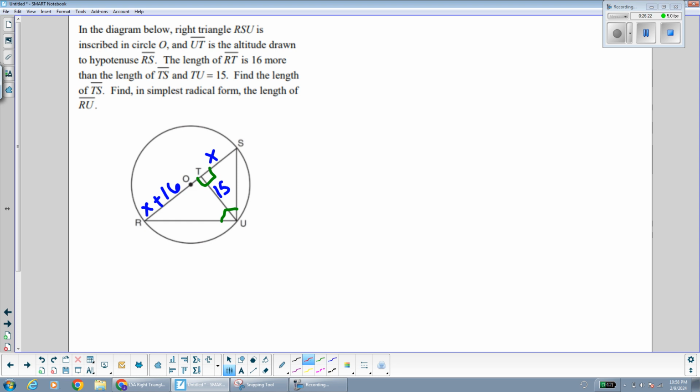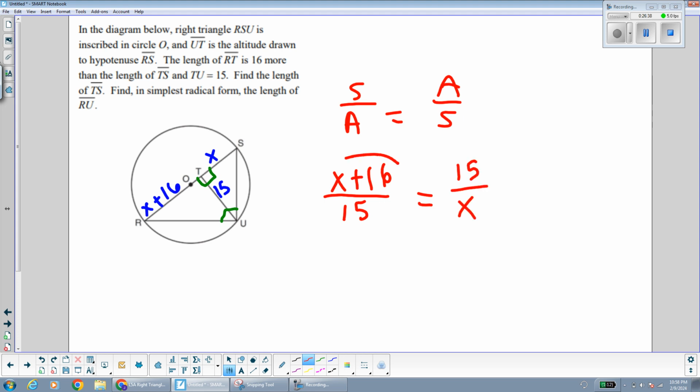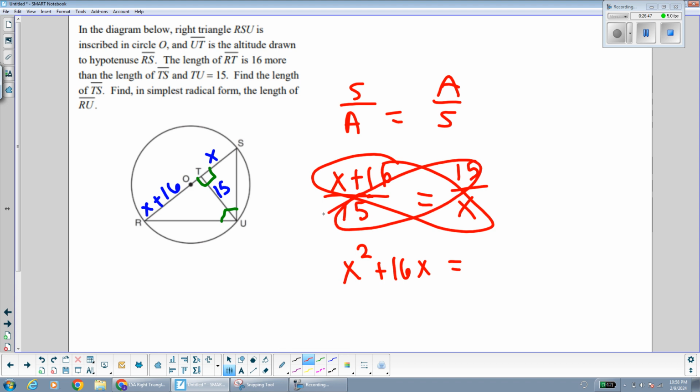So first I'm going to ask myself, I have the altitude, so that's going to be SAS. One segment is X plus 16. The altitude is 15. And the other segment is X. Cross multiply, we have X squared plus 16X is equal to 225. If I subtract 225, x squared plus 16x minus 225 is equal to 0.